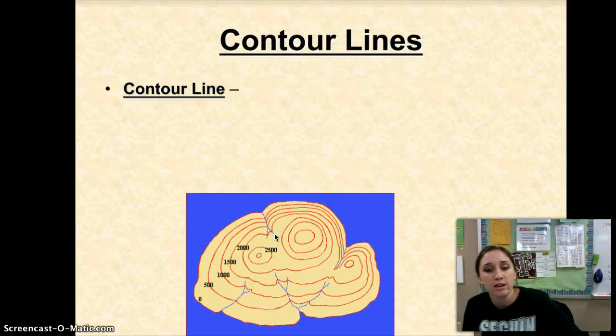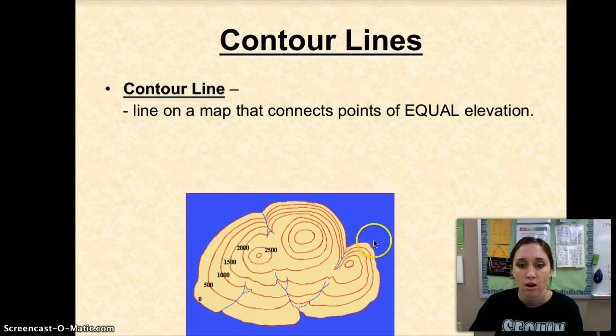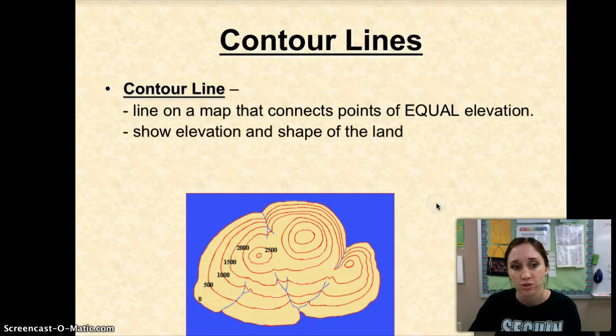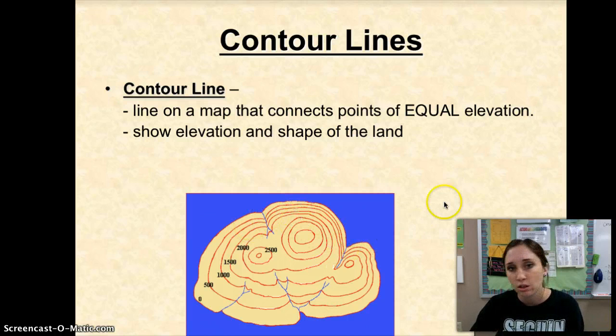A contour line is a line on a map that connects points of equal elevation. So everything at the bottom right here, that one line is all at 0. The next one is all at 500. So the elevation would be 500, and so on. It also shows the elevation and the shape of the land.